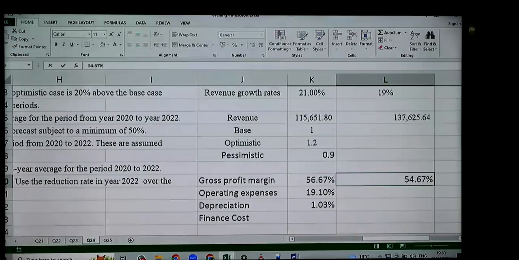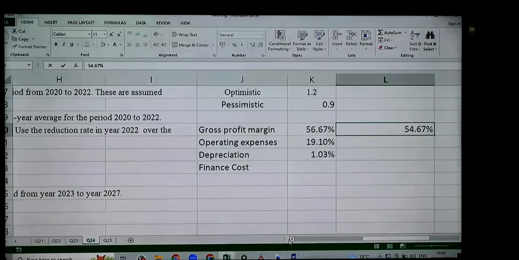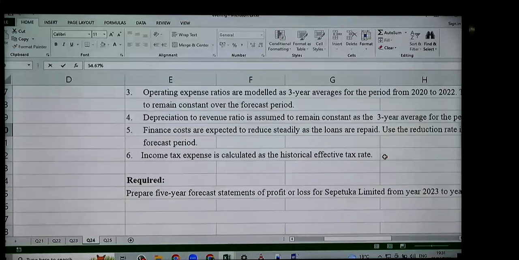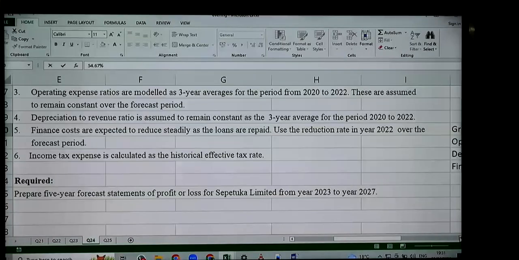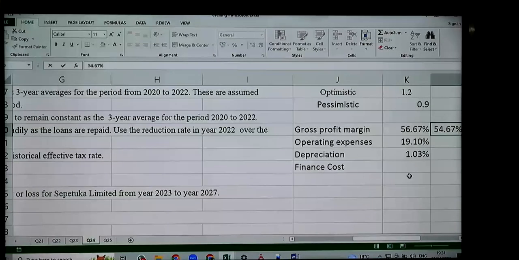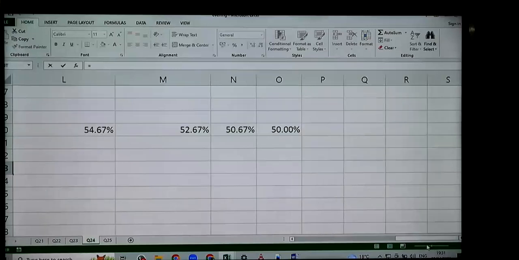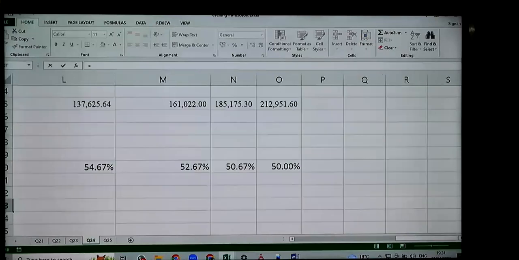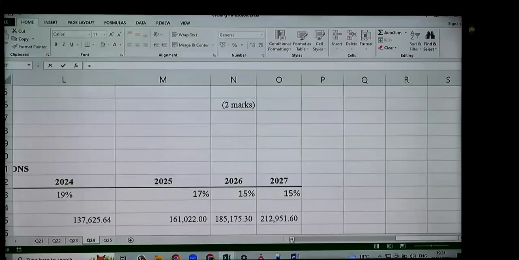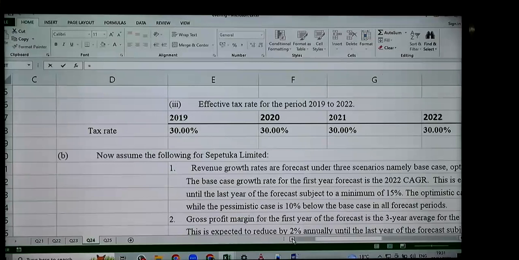Okay, for the finance costs, you've been told finance costs are expected to reduce steadily as the loans are repaid. Use the reduction rate in the year 2022 over the forecast period. So it will be this one equals. So we'll go to our income statement. Let me reduce this a little bit. I go to the income statement, then I come back. So let me look for the income statement. Just a little bit.